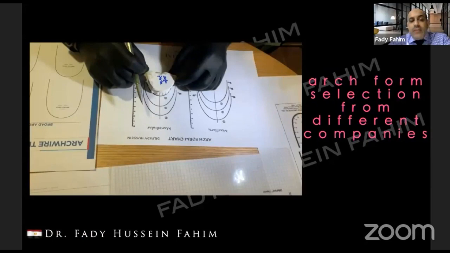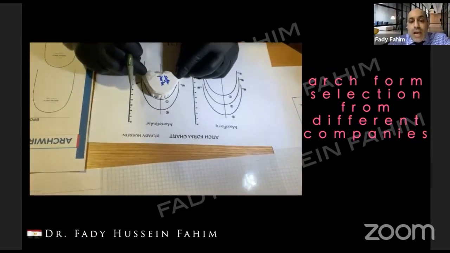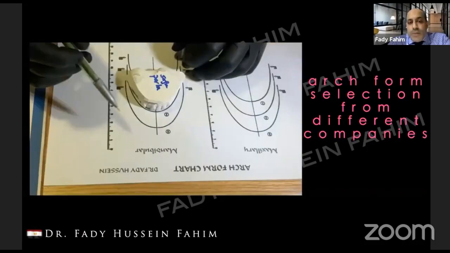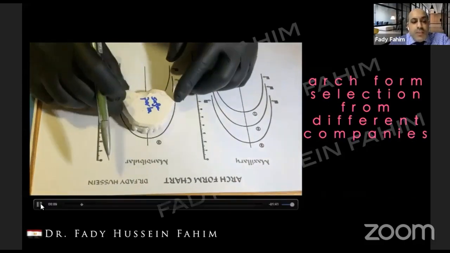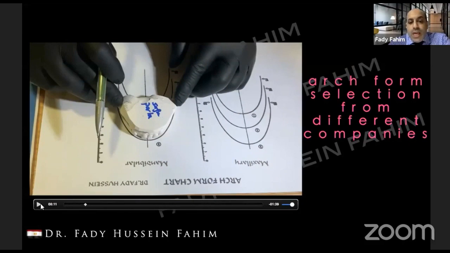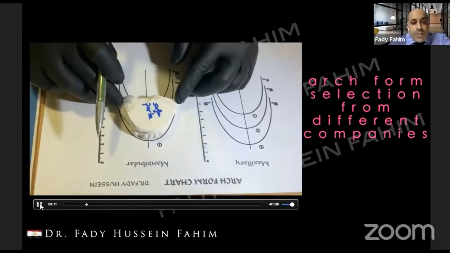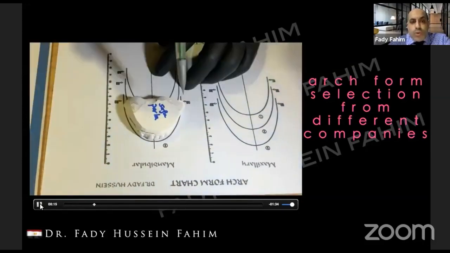For customization of arch form, you have to know that different companies have different arch forms. So you have to pick them up from different companies and check which best suits your patients, especially for each patient. So usually I have different arch forms in my clinic to find the best match I can. For example, I have the Dentaurum ones, the Orthosynthetics, Ormco arch forms, and so on.